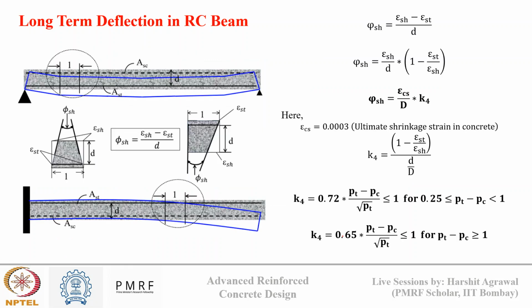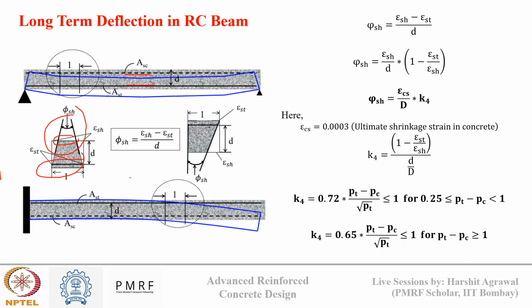Now we can have a quick visualization of shrinkage here. If you see a simply supported reinforced concrete beam subjected to uniformly distributed load, we have top reinforcement as ASC and bottom reinforcement as AST. If my AST, the bottom reinforcement, is more than ASC, then what will happen? The top part will shrink more compared to the bottom part. So we'll see a deflection profile that comes like this.